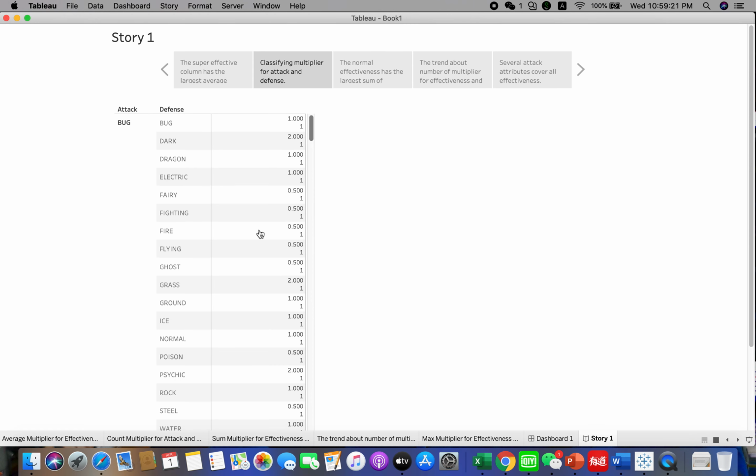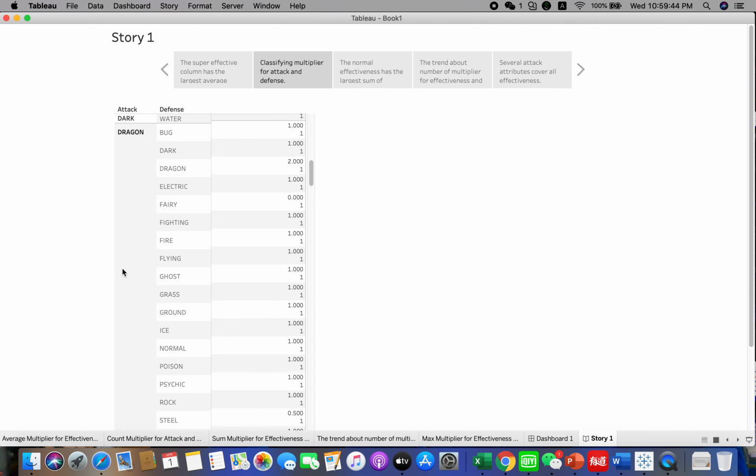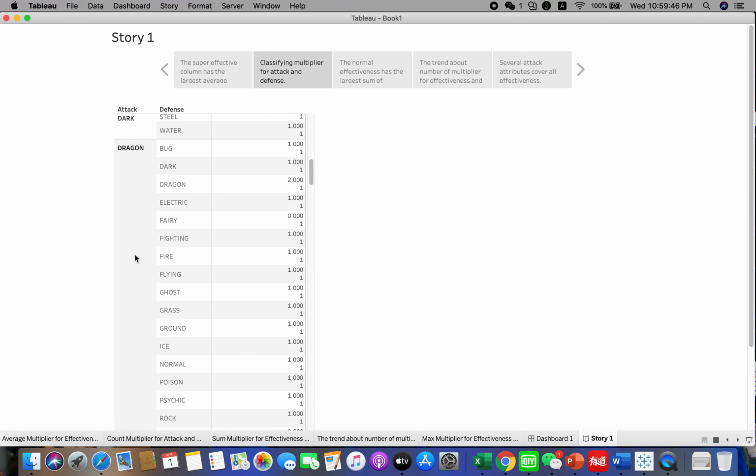The second graph shows the function of classification for multiplier. We can see that each defense attribute corresponds to an attack attribute, and there's a relative calculation to this multiplier. For example, for the attack is dark, the defense is dragon. We can see the multiplier is 1, and the number of multiplier is also 1. For the attack is dragon, the defense is fighting. The multiplier is 1, and the number of the multiplier is also 1.